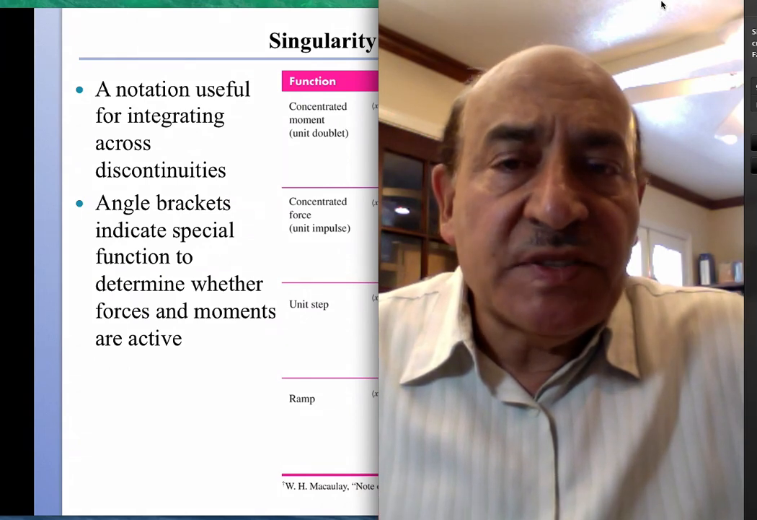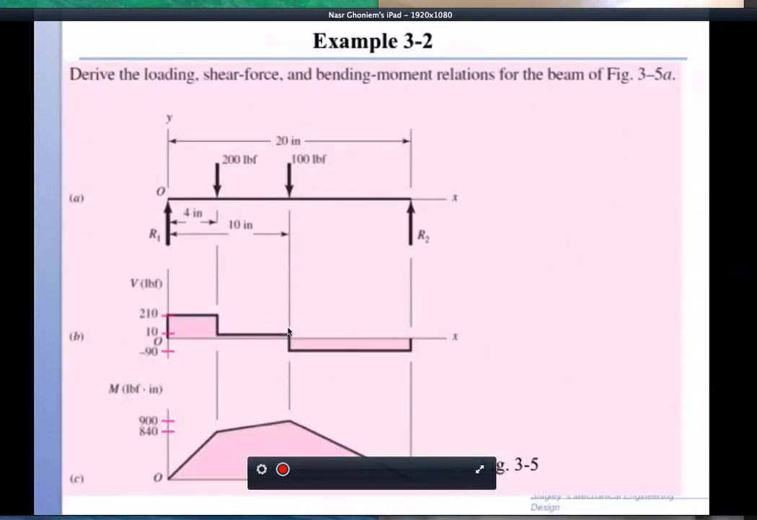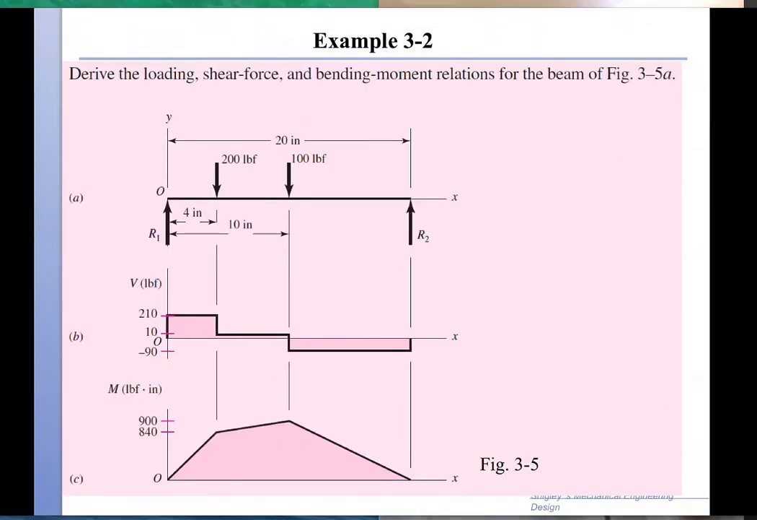So let's see a concrete example of how that works in practice. Here we go back to the previous example, with two concentrated loads: one of 200 pounds, 4 inches from point O, and one of 100 pounds, 10 inches from the origin O. We have reactions R1 and R2. We did this example before using equilibrium and found that the reaction on this end is 210 and on the other end is minus 90, and we integrated to get the area under the curve to get the moment diagram as 3 straight lines.